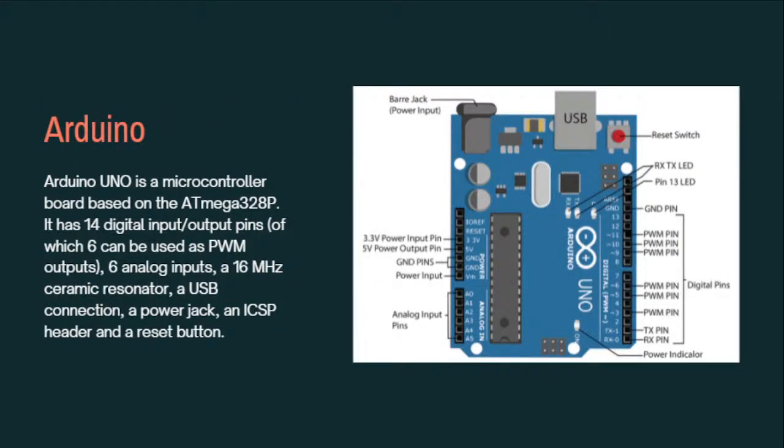What is Arduino? Arduino is a microcontroller. The microcontroller name is ATmega328, and the board name is Arduino Uno. It has 14 digital pins, out of which 6 are PWM, which I'll explain later, 6 analog pins, and a USB port, power jack, and this one is our microcontroller. I'll explain this in brief later.